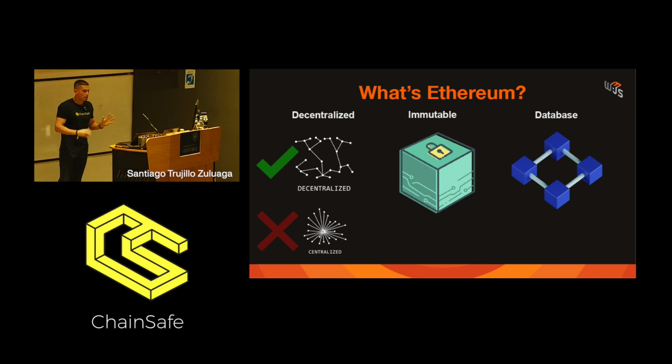It's also immutable because no one can really change anything in the blockchain. For example, in Facebook, if Mark Zuckerberg wants to change my name from Santiago to John, he can just do it, right? But here in blockchain, that's not going to happen because no one has access to the blockchain itself to change its state unless you send transactions. And it's a database because that's the best way to define this. It is a database that will store a lot of transactions and smart contracts. So this is the perfect definition of Ethereum: a decentralized, immutable database.